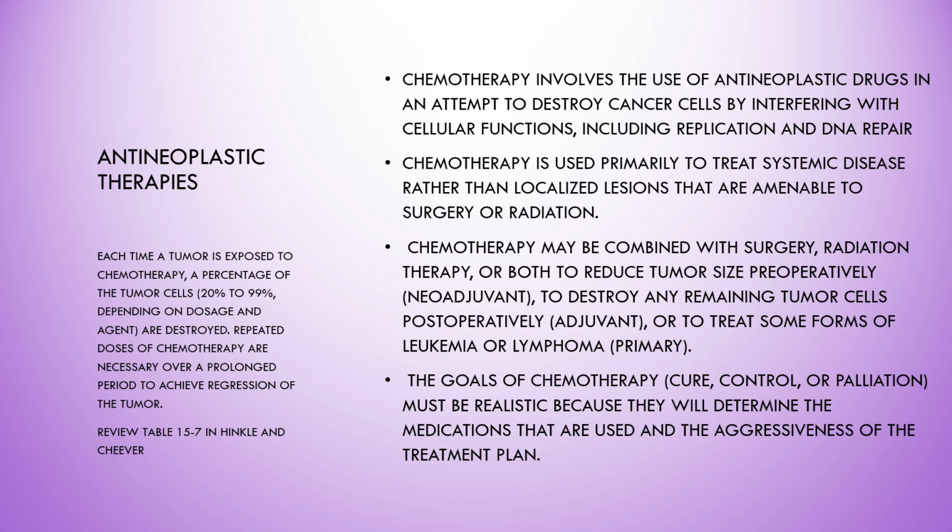So chemotherapy basically stops fast replicating cells, and it can also damage the DNA in a cell. And it can cure, control, or be palliative. The patient must be realistic because this will determine the medications that are used and the aggressiveness of the treatment plan. There is a table in 15-7 that can help you review different types of cancer and chemotherapy.